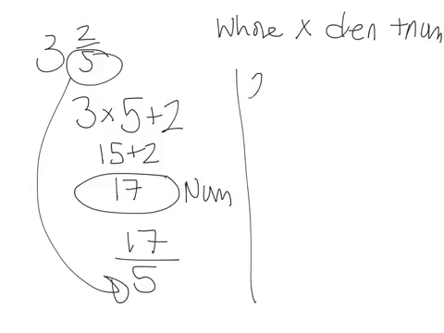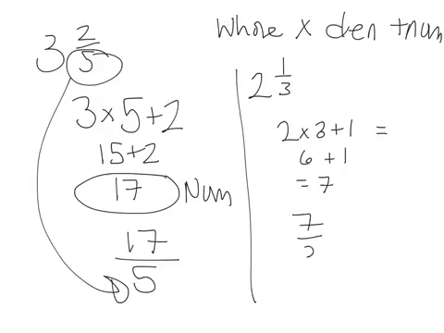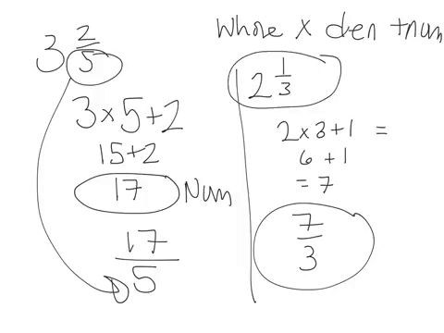So if you had 2 and 1/3, 2 times 3 plus 1, 2 times 3 is 6, plus 1 is 7, so you have 7 over 3 as my improper fraction for this mixed one.